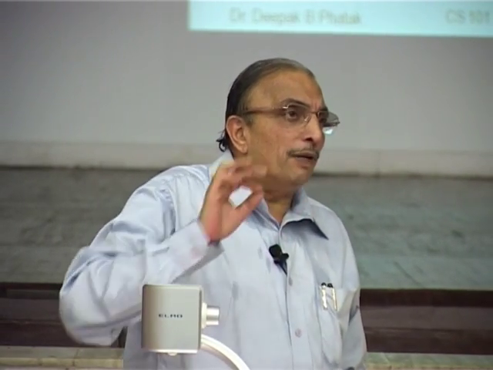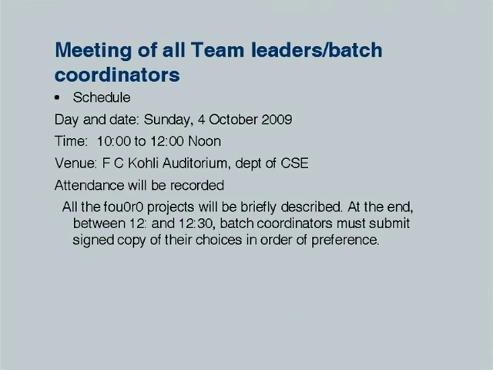I want exactly 200 people in the FC Kohli auditorium on Sunday. In case a particular leader of a team is unable to come, the leader may request any other member of the team to come. But under no circumstances should there be more than one member from any team, because the space there is limited. We shall be discussing on Sunday morning from 10 to 12, briefly, the 4 projects which have to be done. Then between 12 and 12:30, the 5 team leaders of every batch have to get together on the spot, discuss for 5 minutes and fill up a form for the priority of the lab: this to be first choice, this to be second choice, this to be third choice, this to be fourth choice. What I guarantee is that every lab batch will get at least one of the 4 choices. Well, that is trivially true.